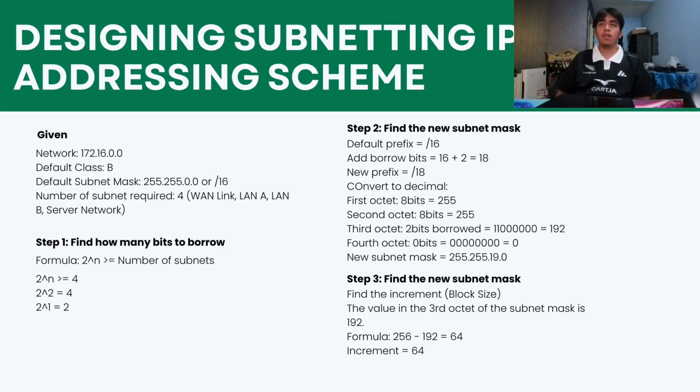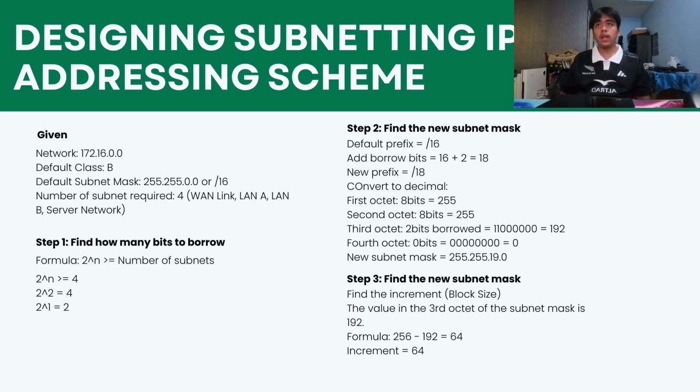So now I will be presenting on how we designed our subnetting and IP addressing scheme for our project. The given network is 172.16.0.0 and our default class is B and the default subnet mask is 255.255.0.0 or /16. The number of subnets we require is 4, which are the one link, LAN A, LAN B, and also the server network.